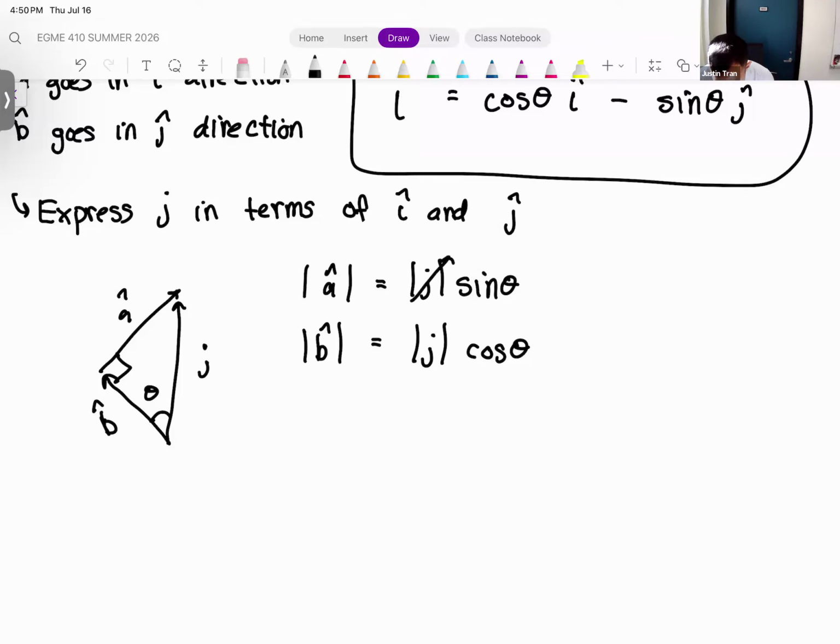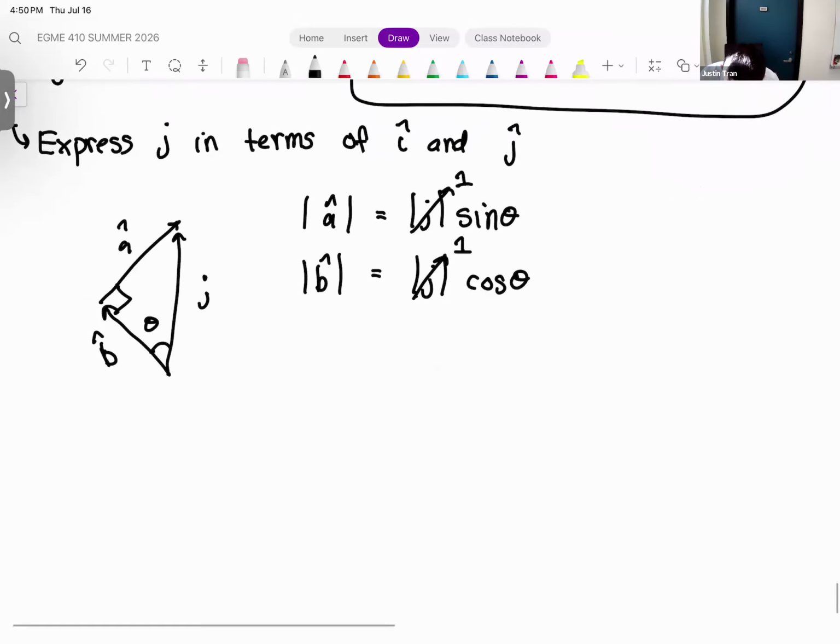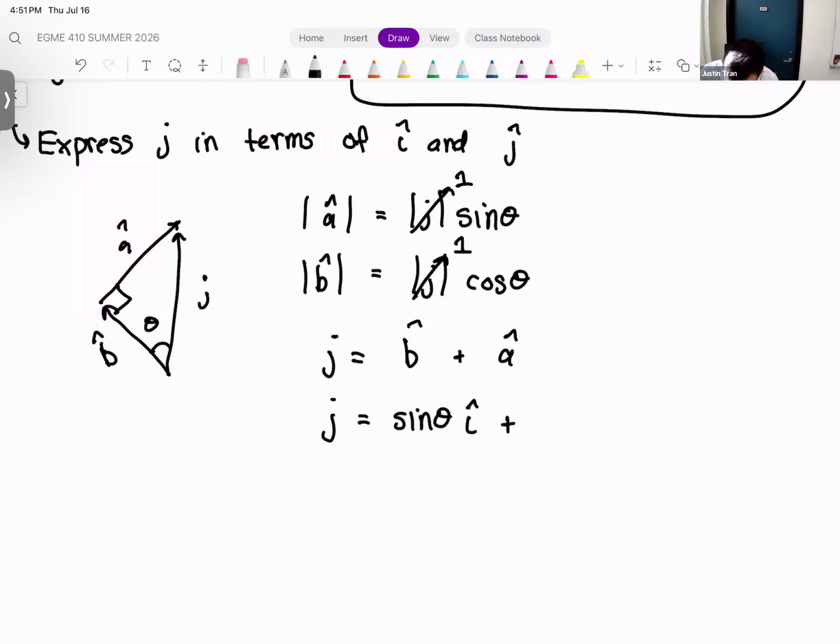All right, and just like before, the J vector we know is a unit vector, so that has length 1, and that essentially cancels out. And then once again, we can just use some vector math. So J in this case is equal to B hat plus A hat. In other words, J is equal to sine theta I hat plus cosine theta J hat.